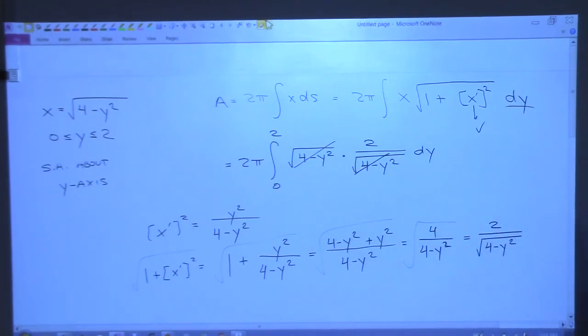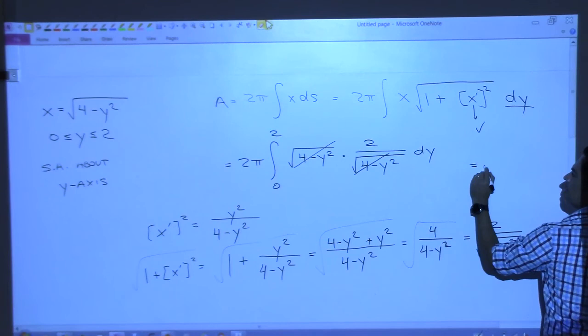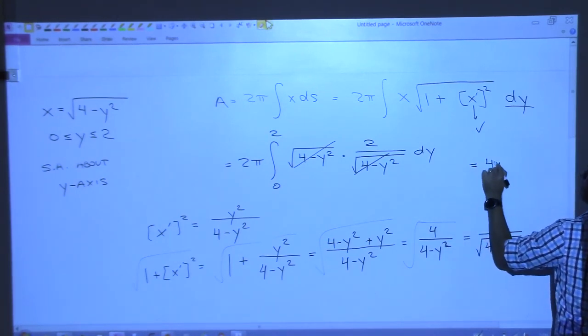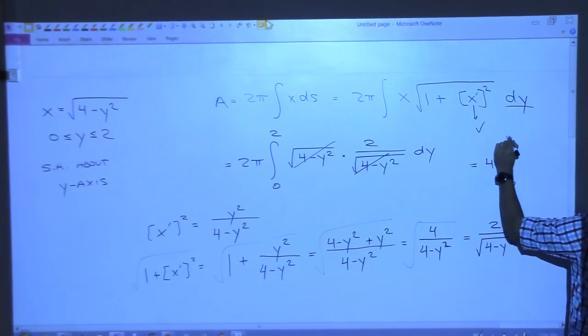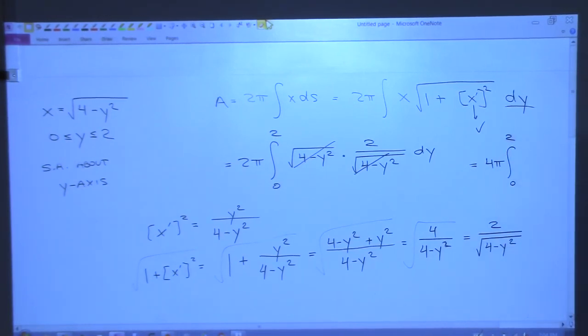I get a constant, don't I? And I can pull the constant out if I wanted to. I can pull the 2 out, I get 4 pi integral 0 to 1, or 0 to 2, sorry. 0 to 2, right, of 1 dy. And what's the antiderivative of 1? y, right? And then we plug in 2 and plug in 0. So at the end of the day, this can turn out to be 8 pi. You can do it yourself, but that's what it would be.